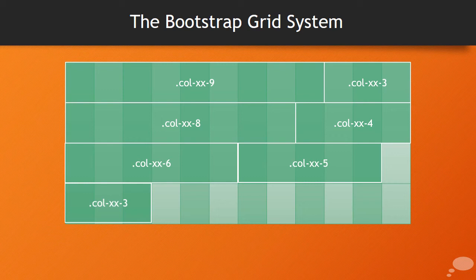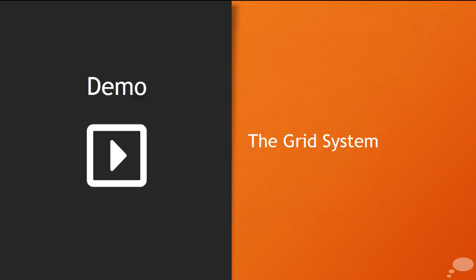At first, this can be a little confusing because you think about the idea of 4, and you might think about it dividing it as 25% of each row. But really 4 is a third because we're dealing with 12 grid units. So 4 would be a third of 12. 3 would be a quarter of 12. Let's see how this grid works.